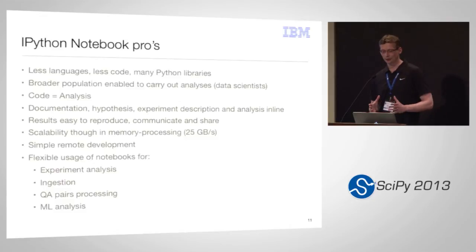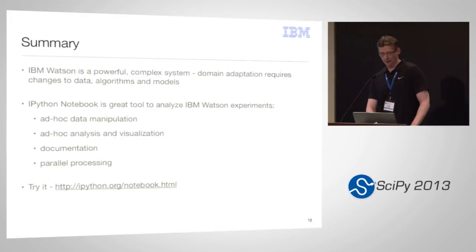And yeah, you could really take advantage of all the flexibility directly in the IPython Notebook. So in summary, Watson is a powerful and complex system, and the domain adaptation required changes to data, algorithms, and models. And we found the IPython Notebook to be a very great tool to do our ad hoc data manipulation, analysis, and visualization. It was great for documentation, and performance was great as well using parallel processing. So if your problems are somewhat similar to what I just described, then I suggest you give the IPython Notebook a try. Thank you.